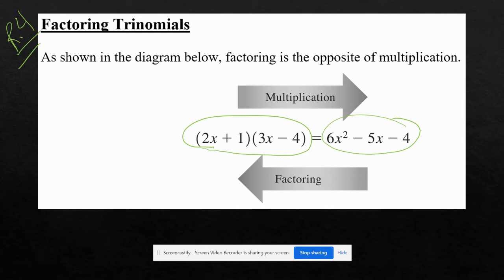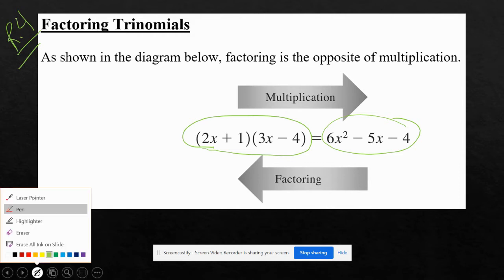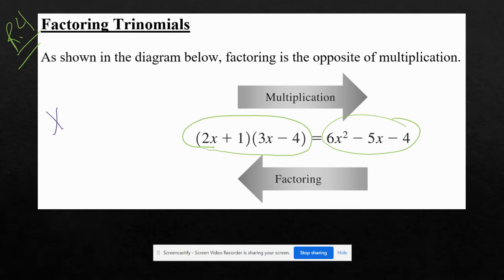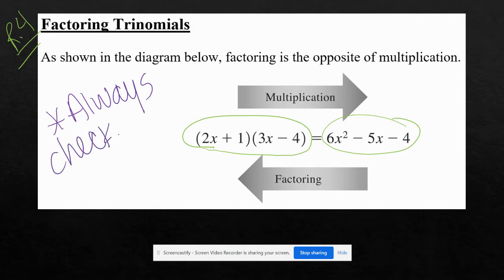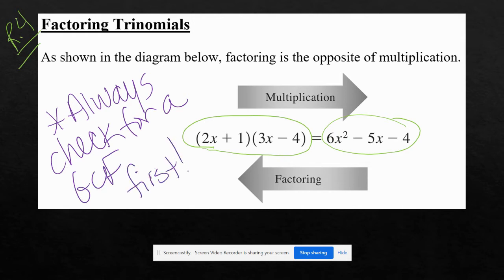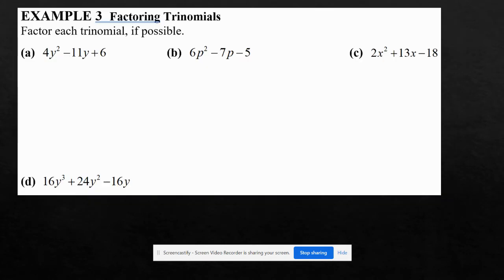One of the biggest things that you can do for yourself before you ever start factoring anything is to always check for a greatest common factor first. Always check for a greatest common factor first. I'm also going to give you a way to use the graphing calculator to help you with factors. All right.